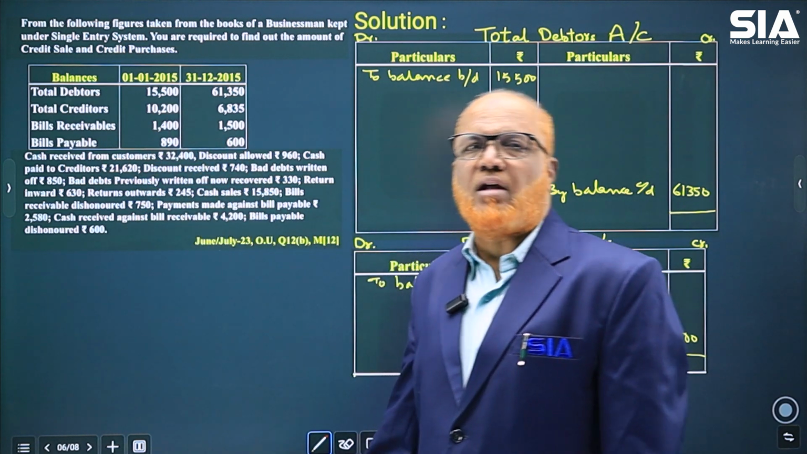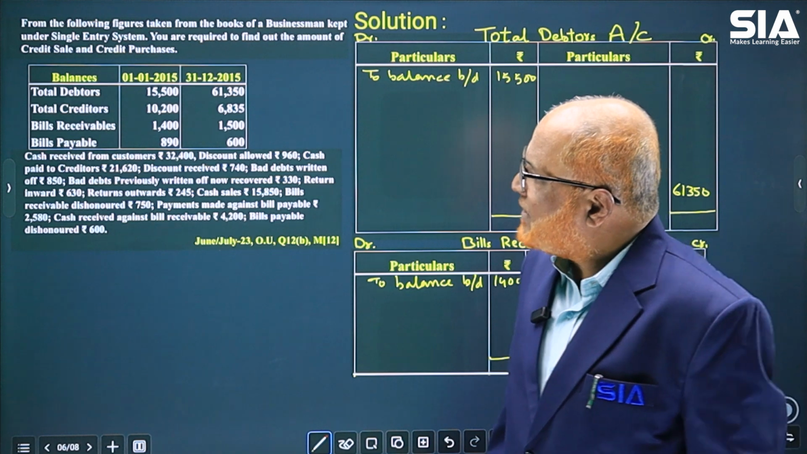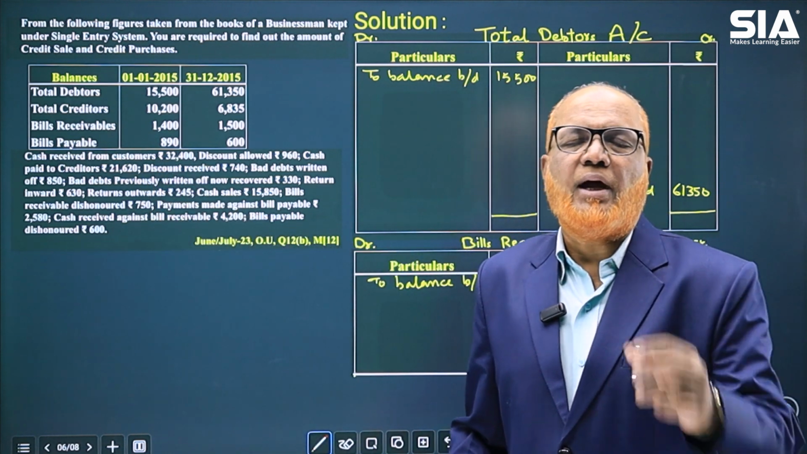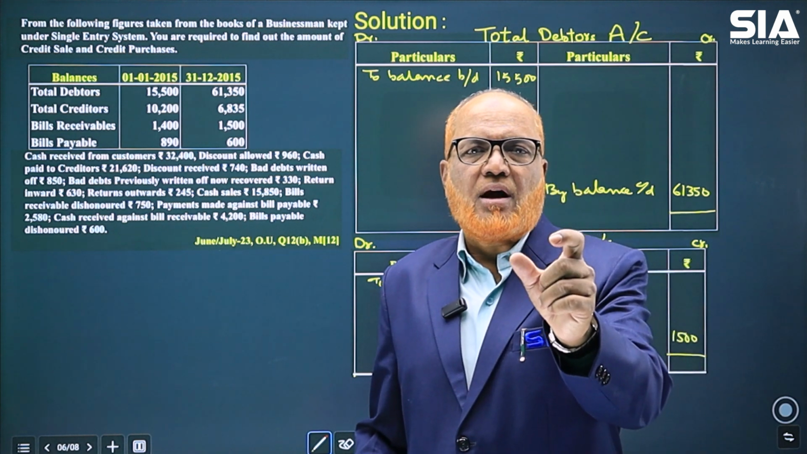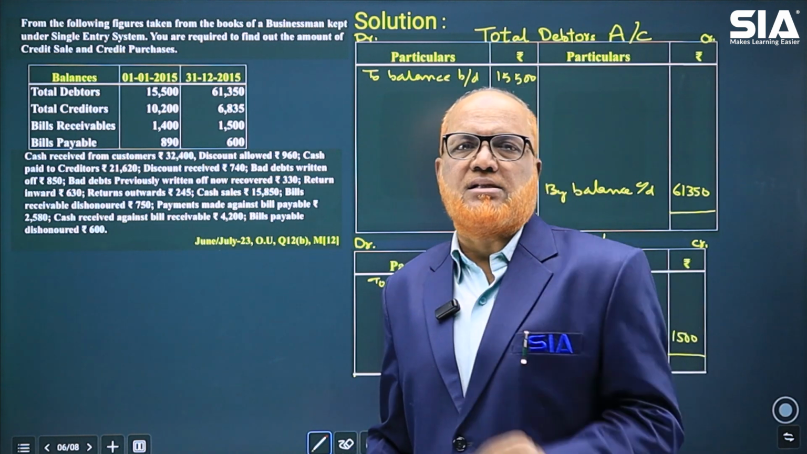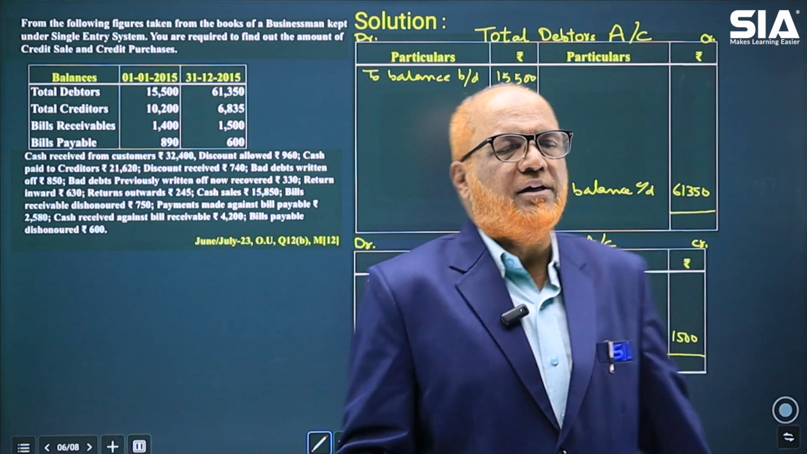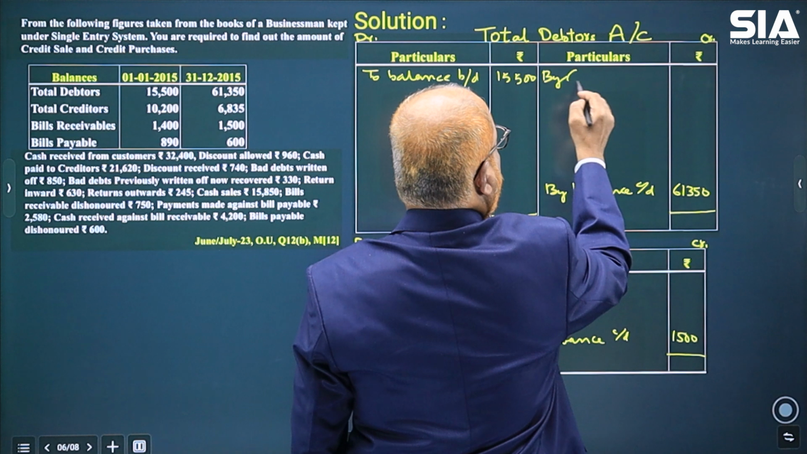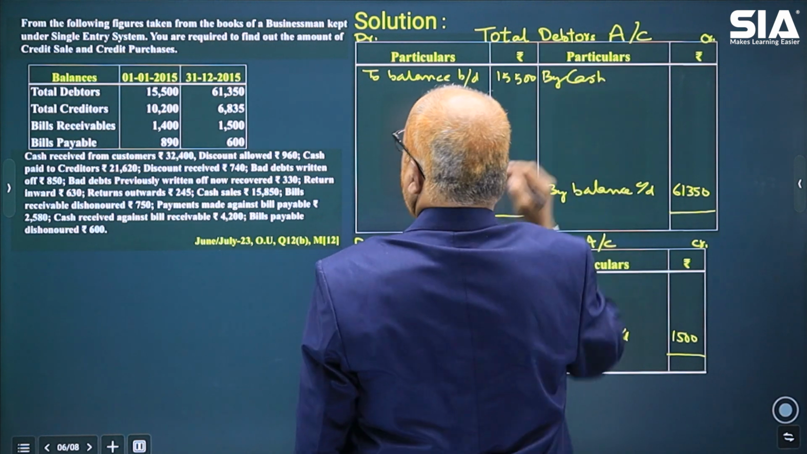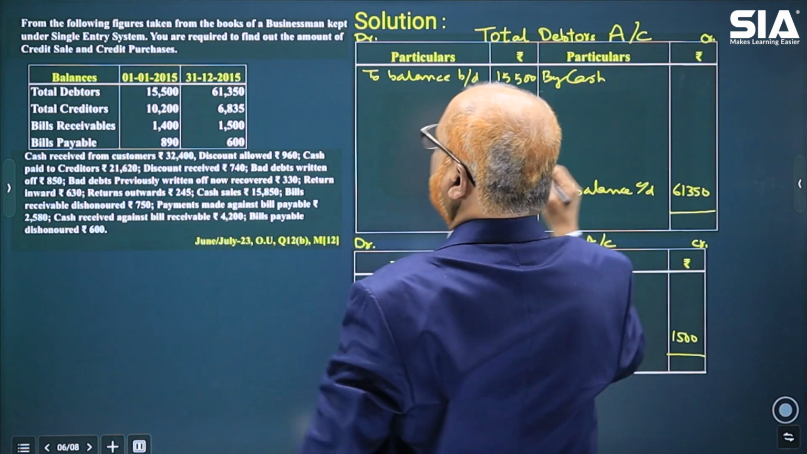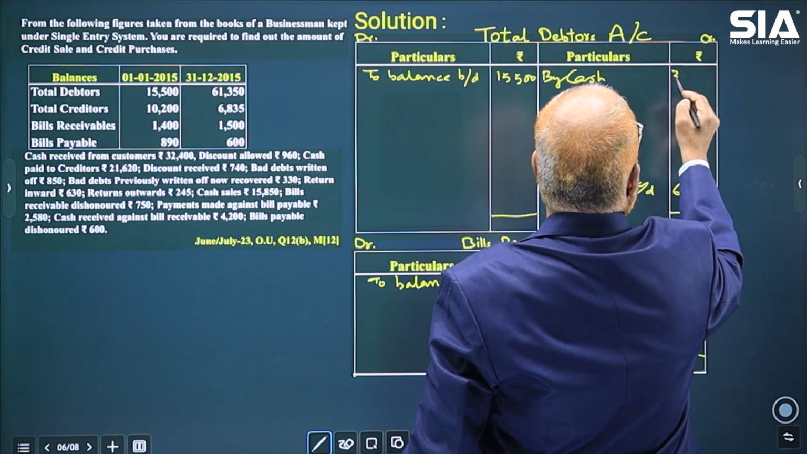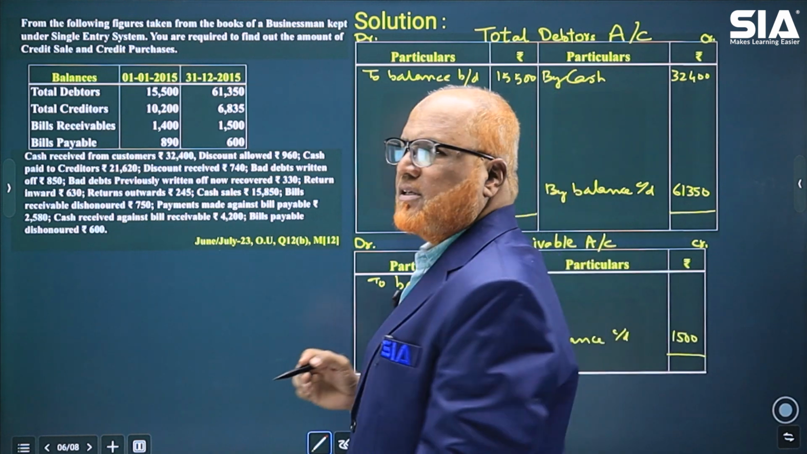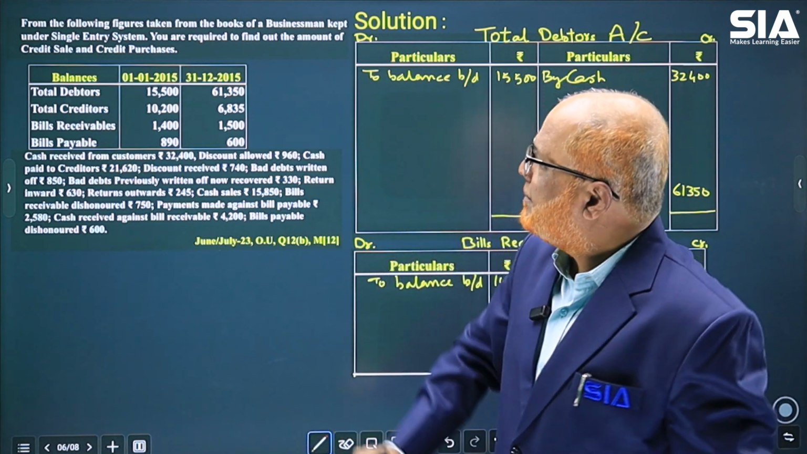Now we'll start the transactions. The first is cash received from customers. So entry will be cash account debit to debtors. Debtors should be credited. So debtors account by cash. How much cash received from debtors? It is 32,400.